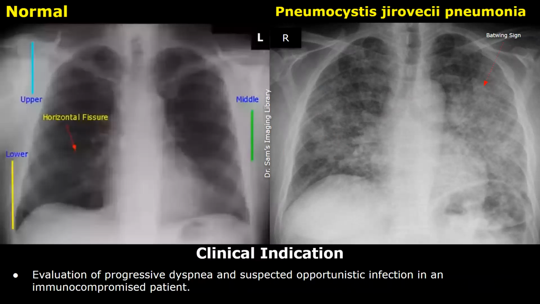This is a case of fungal pneumonia, Pneumocystis jirovecii. It is usually seen in immunocompromised patients, such as HIV patients. Here is the clinical indication: evaluation of progressive dyspnea and suspected opportunistic infection in an immunocompromised patient.